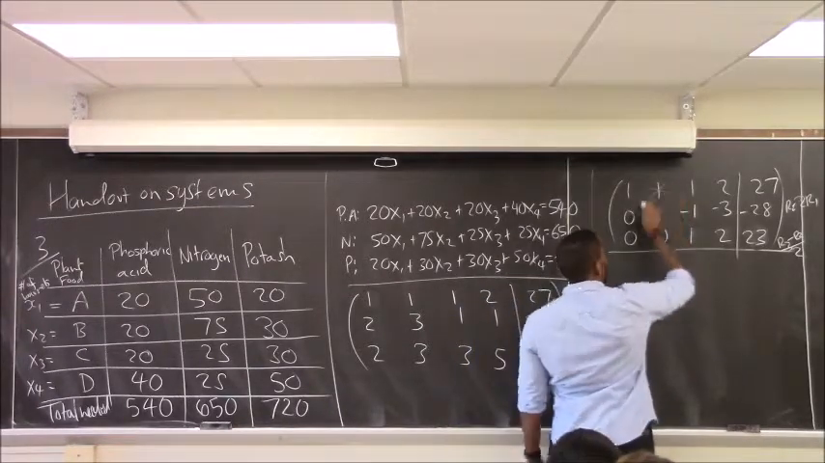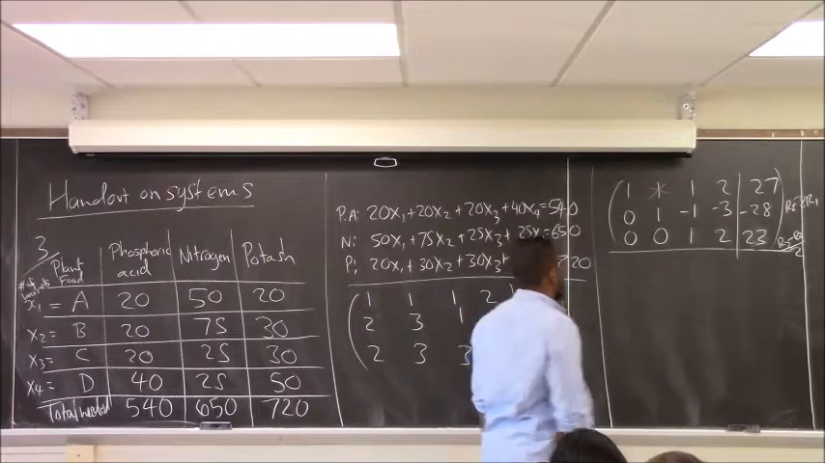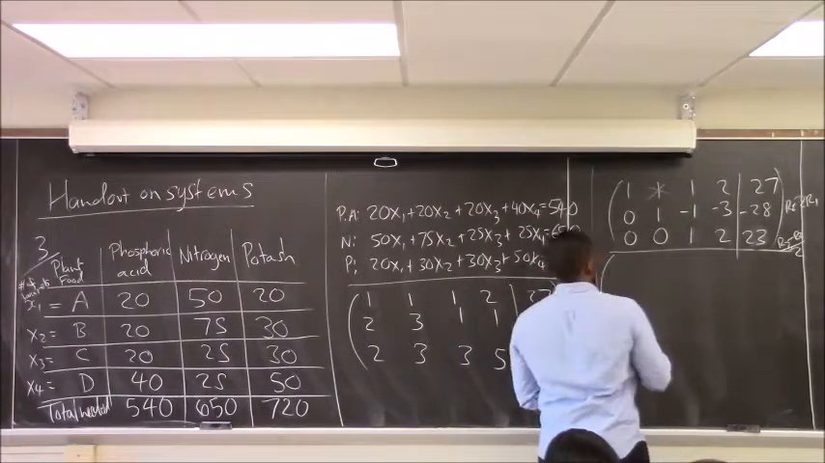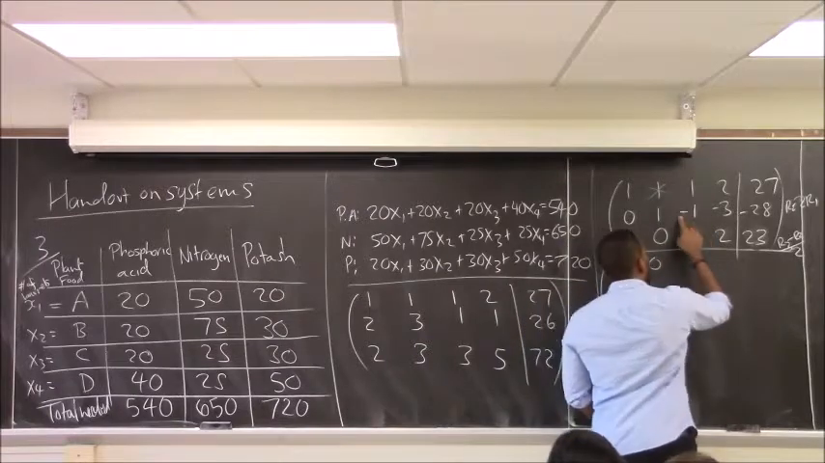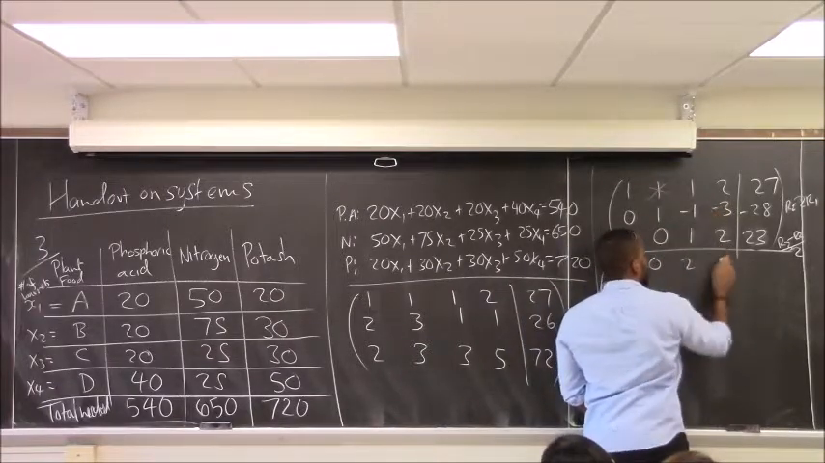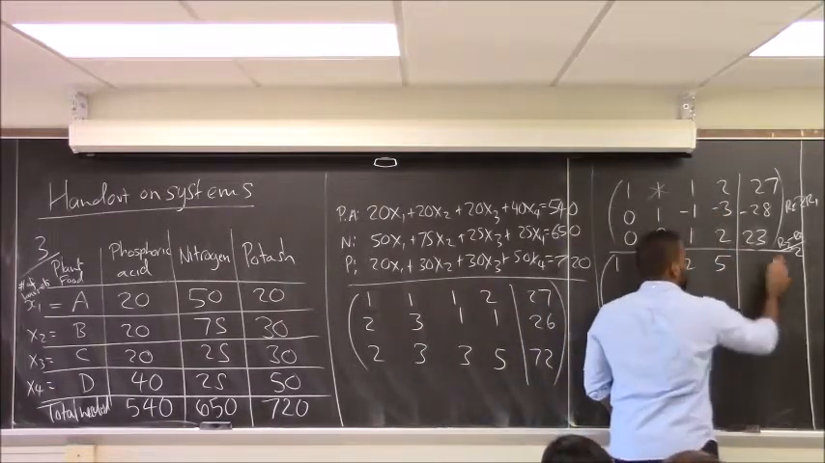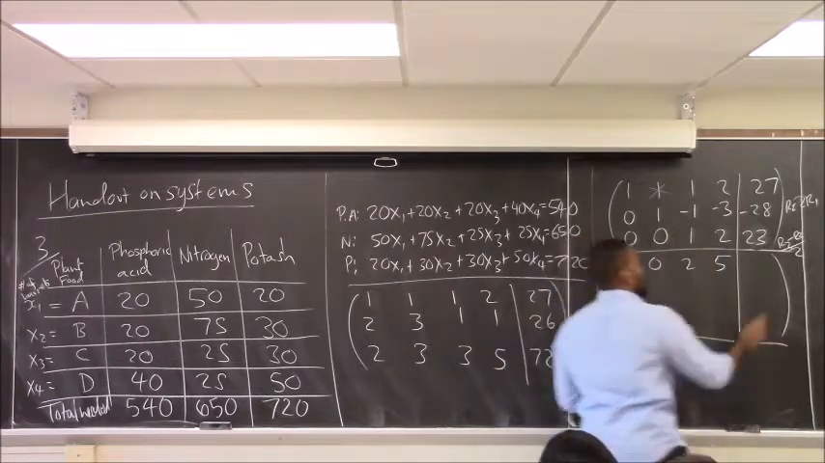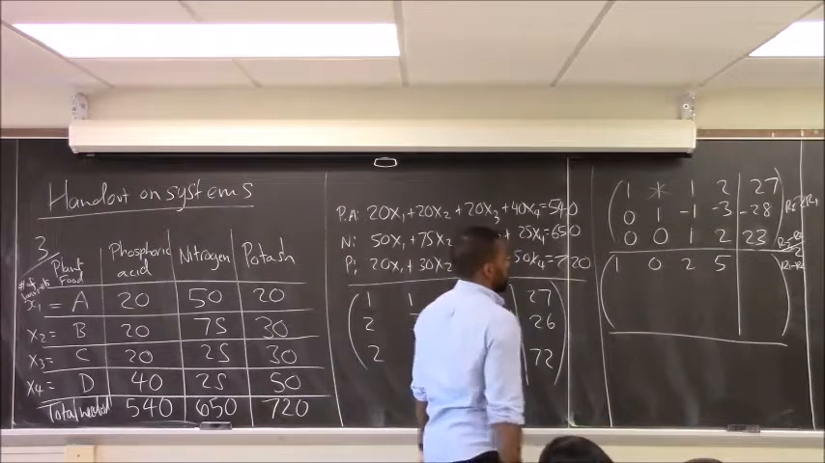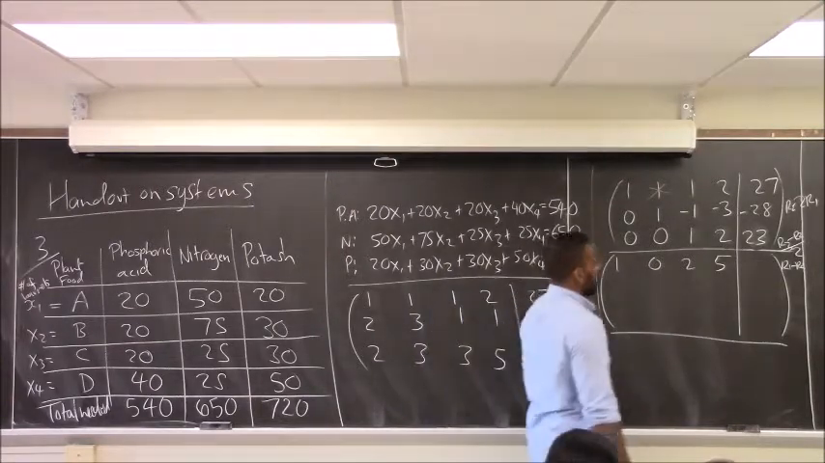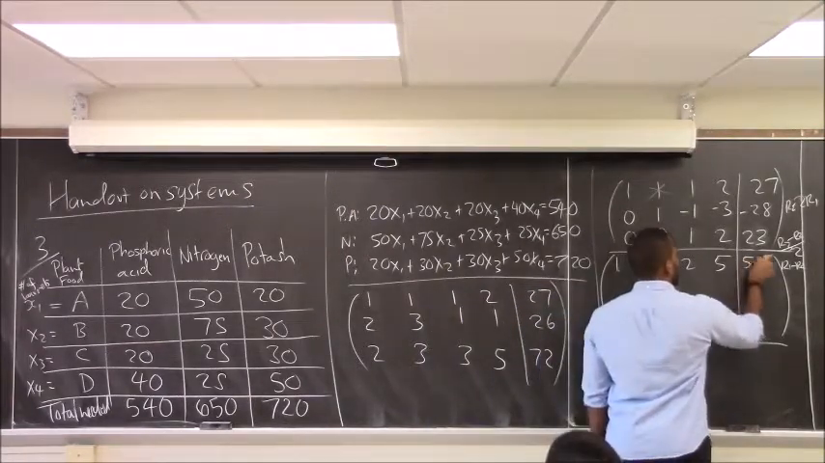Let's make a 0 here. We can do that by row 1 minus row 2. 1 minus 0, 1. This minus that, 0. This minus that, 2. This minus that, 5. So row 1 minus row 2. 27 plus 28 is what? 55.